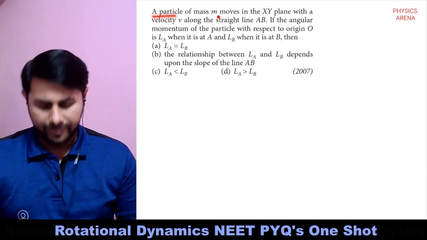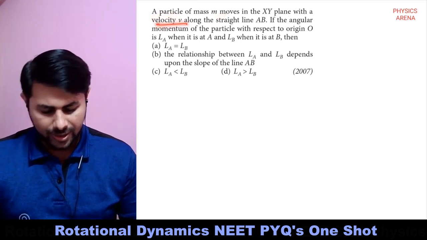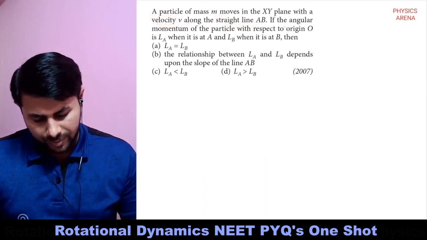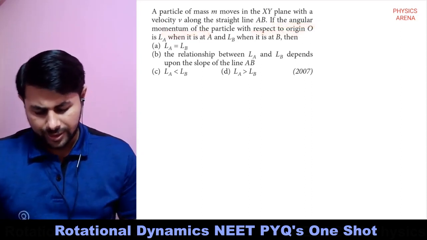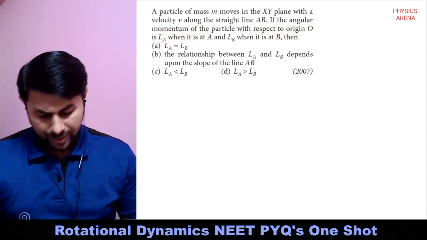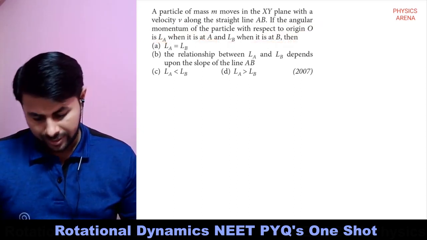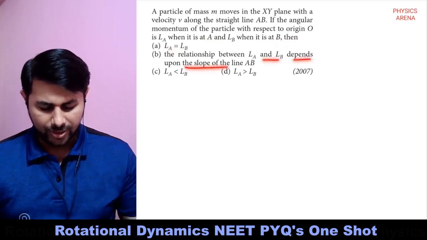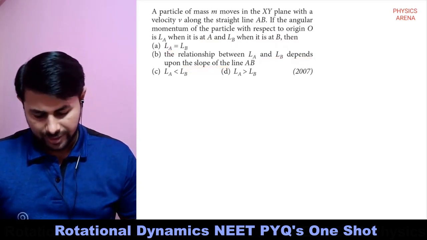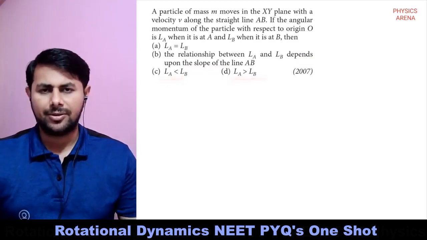Next question. A particle of mass m moves in xy plane with a velocity v on straight line AB. The angular momentum of particle with respect to origin O is LA when it is at A and LB when it is at B. Then LA equals LB. Relation between LA and LB depends upon the slope of line. LB is greater than LA. LA is greater than LB. Which is the answer?